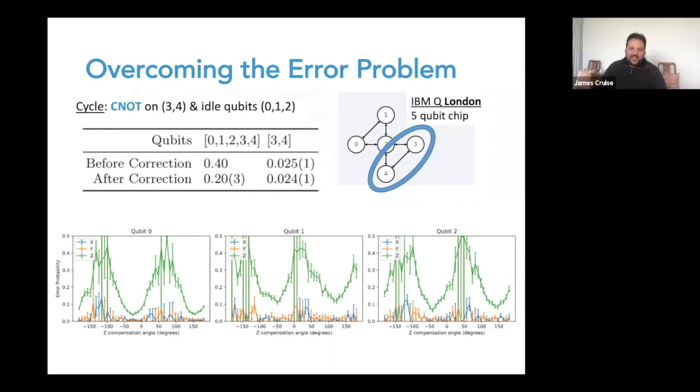So David Amaro asks, does cycle benchmarking detect qubit loss?